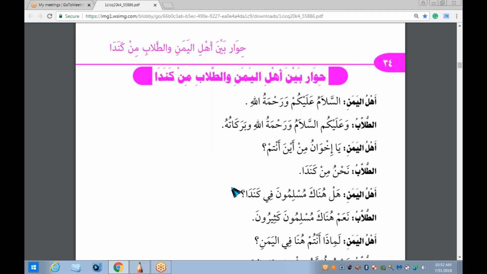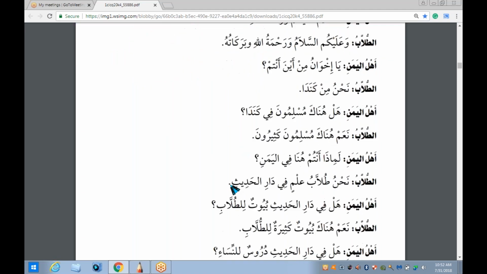لماذا أنتم هنا في اليمن؟ Why are you all here in Yemen? لماذا means why. لماذا أنتم هنا؟ What does that mean, يا مالك?